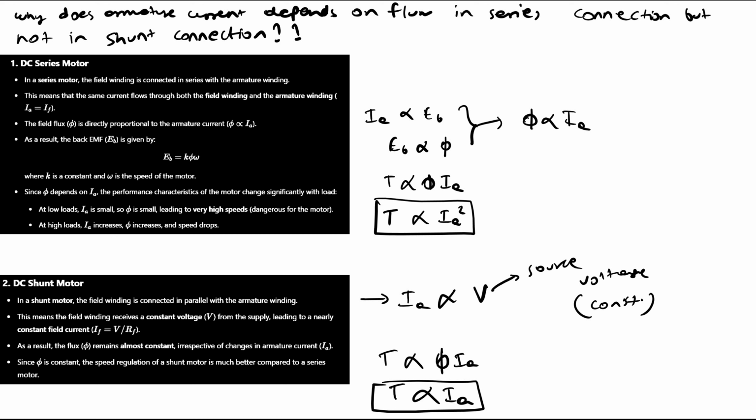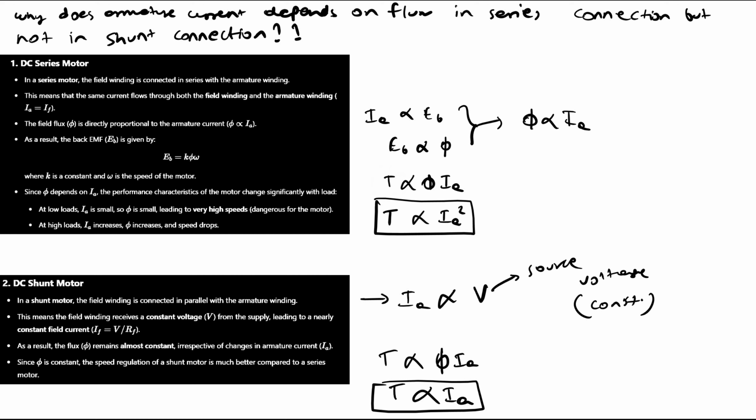Why does armature current depend on flux in a series connection but not in a shunt connection? First of all, Ia is directly proportional to EB, and EB is directly proportional to flux. So I can say flux is directly proportional to Ia.